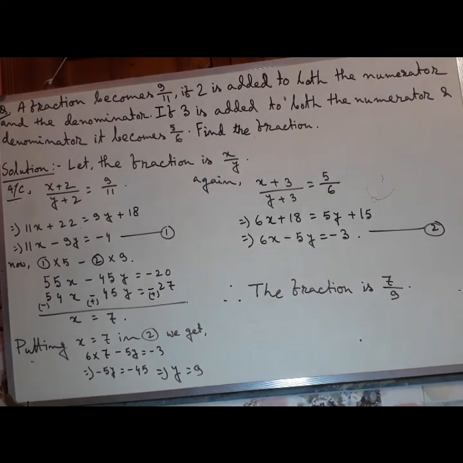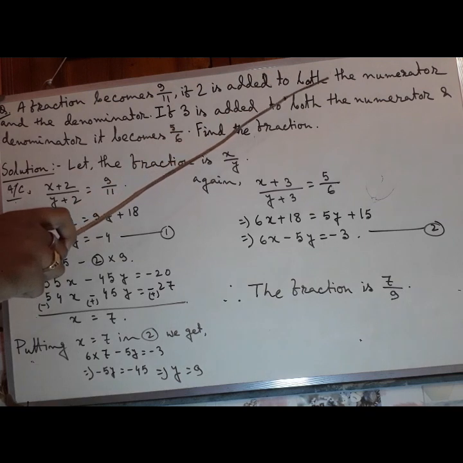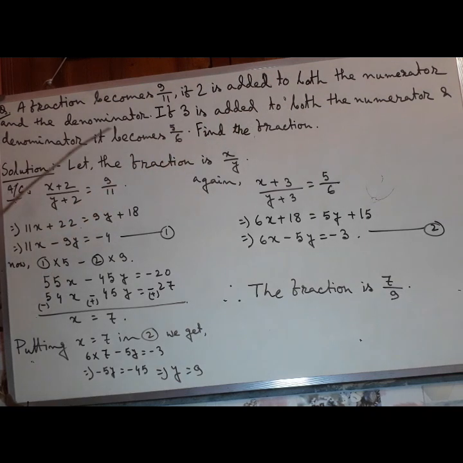A fraction becomes 9 by 11 if 2 is added to both the numerator and the denominator, and if 3 is added to both the numerator and denominator, then it becomes 5 by 6. Find the fraction. So let the fraction be x by y, that is the numerator x and the denominator y. If 2 is added to both the numerator and denominator, that is x plus 2 by y plus 2, that is equal to 9 by 11.